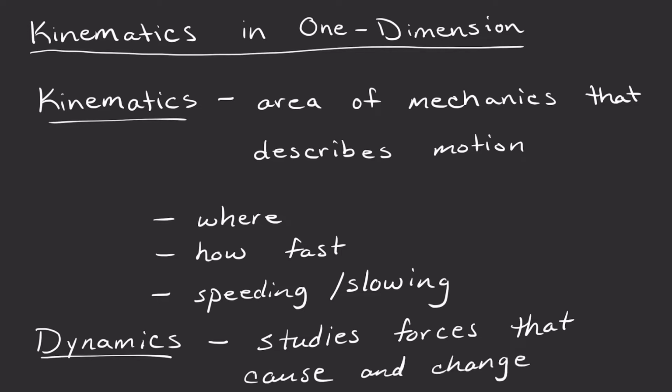So once we get a good grasp of kinematics, then we can move on to dynamics and learn why these things are happening. But for now, we just have to assume things are already in motion, and we're just going to describe it. Okay? So the first thing that we need to describe an object's motion is we need a way of knowing where it is. So this is called an object's position.